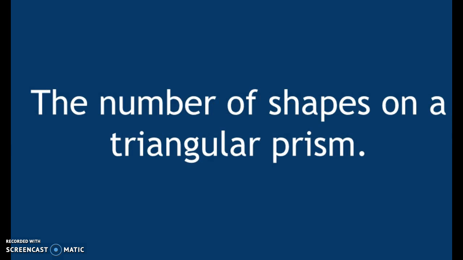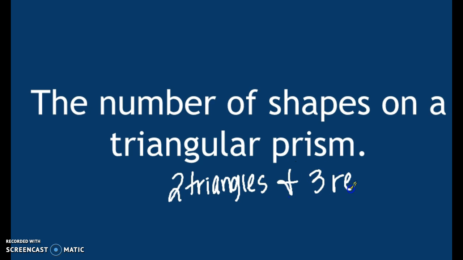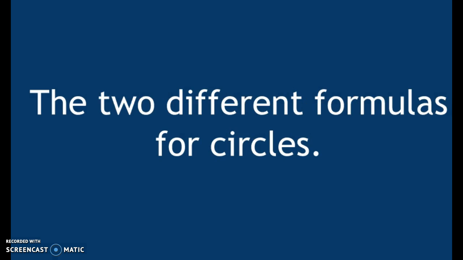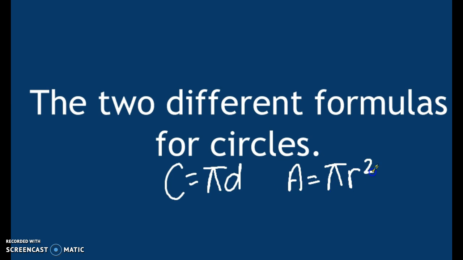The number of shapes on a triangular prism. A triangular prism has two triangles and three rectangles. And remember, just as a review, the two different formulas for circles: circumference equals pi times the diameter, area equals pi times the radius squared.